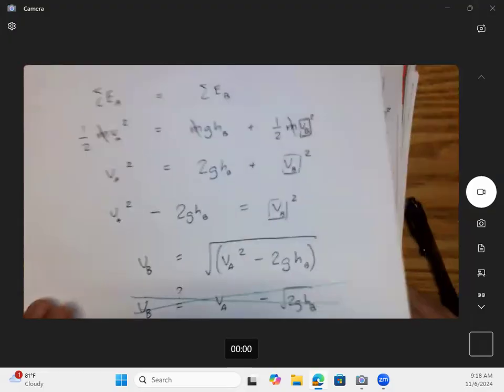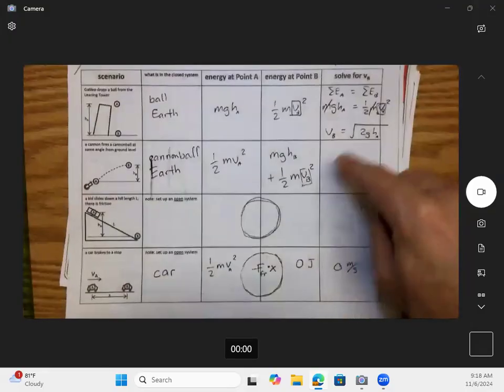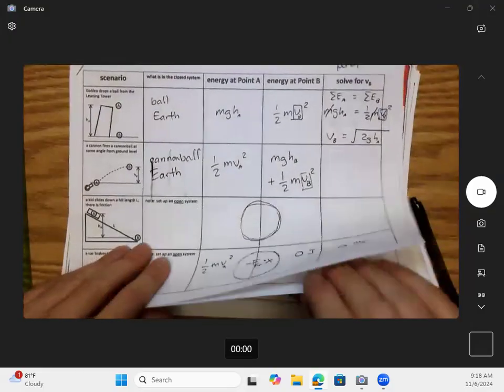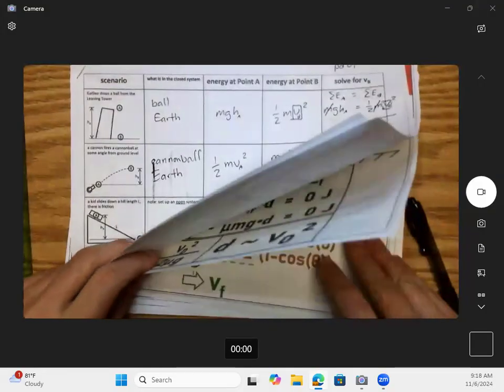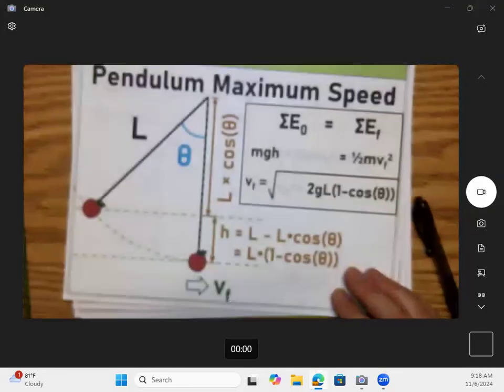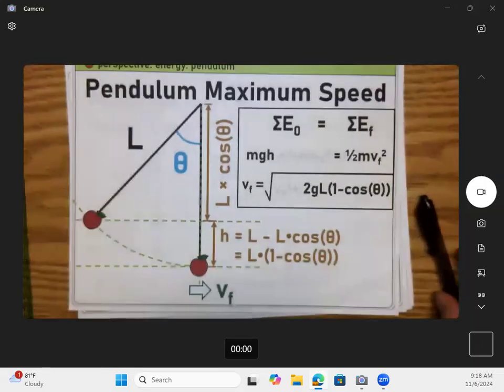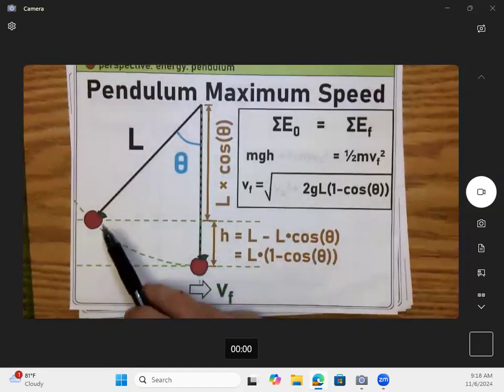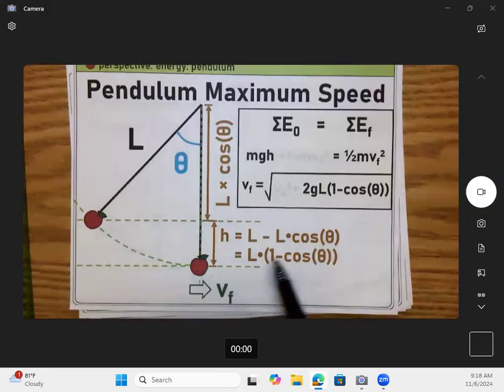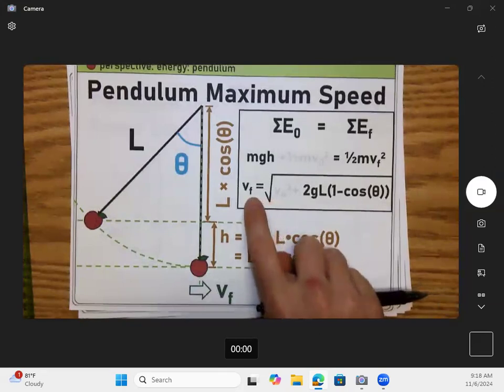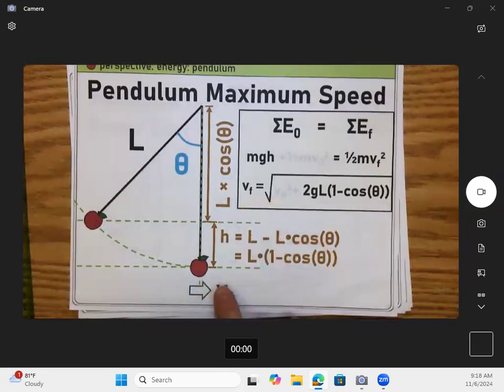I want to make a connection. Okay, so you guys wrote that in that box. I want to make a connection here to this pendulum maximum speed. I showed you guys this real briefly earlier today. So this is Paul Hewitt with his bowling ball. It's going potential, kinetic, potential, kinetic, potential, kinetic, like that.